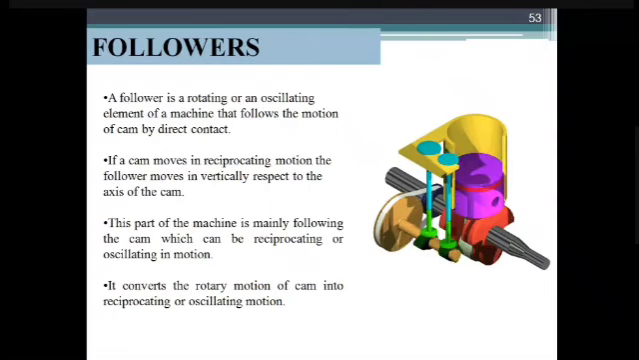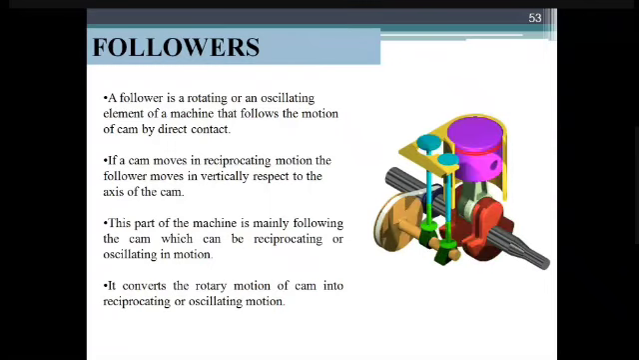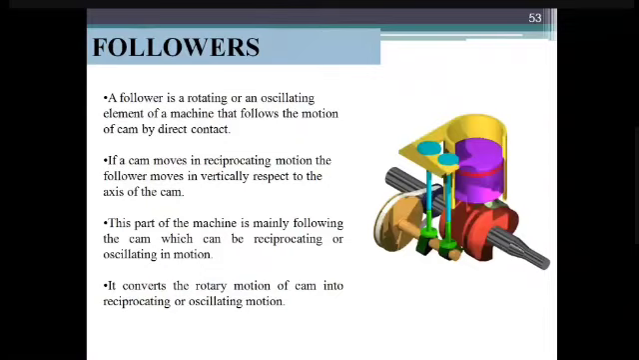So, first, what is meant by follower? The follower is a rotating or an oscillating element of a machine that follows the motion of the cam by direct contact. The cam moves in a reciprocating motion. The follower moves perpendicular to the axis of the cam. This part of the machine is mainly for reciprocating.